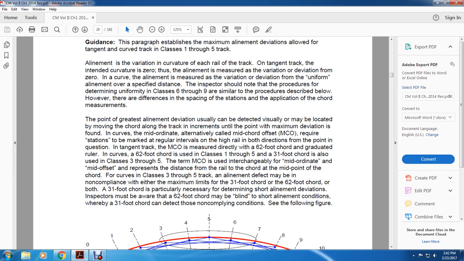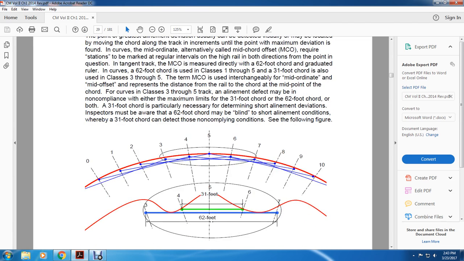For Classes 3 through 5, the alignment defect may be in non-compliance with either the maximum limit of the 31-foot chord, the 62-foot chord, or both. The 31-foot chord is particularly necessary to determine short alignment deviations. The inspector must be aware of the 62-foot chord's blind spots and short alignment conditions, where a 31-foot chord can show defective, non-compliant conditions. See the following figure.